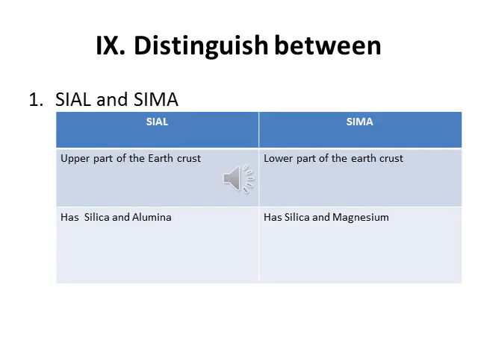Distinguish between Sial and Sima. Sial is the upper part of the crust. The upper part of the crust is made up of Sial. Then Sima is the lower part of the earth crust. The lower part of the earth crust is made of Sima. Sial contains silica and alumina. Sima has silica and magnesium. So Si is silica, Ma is magnesium.